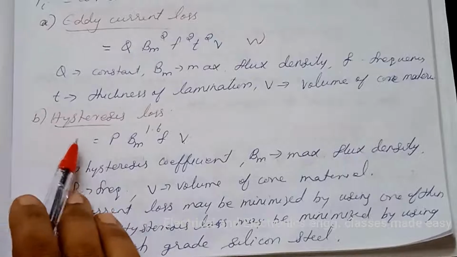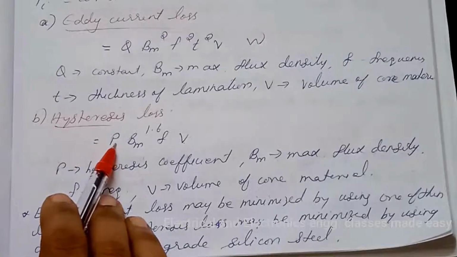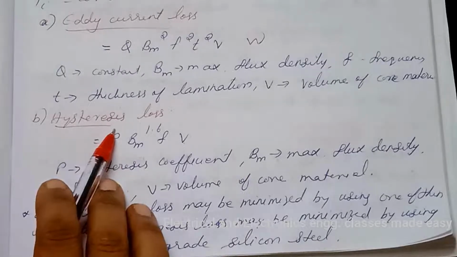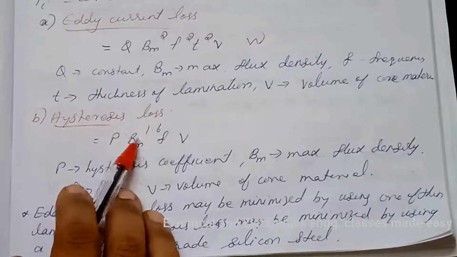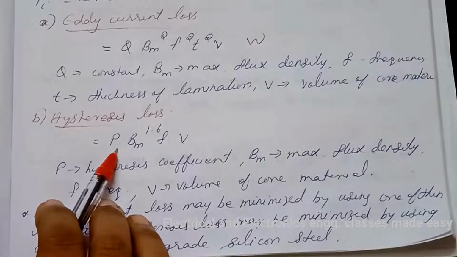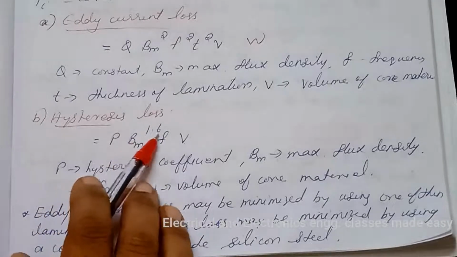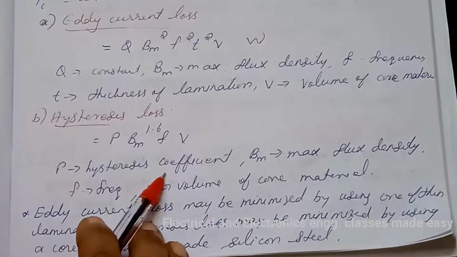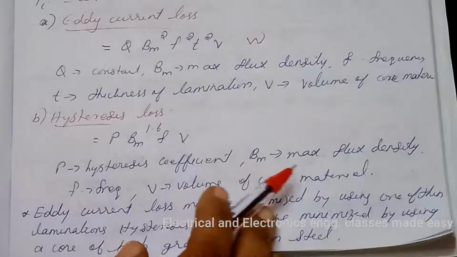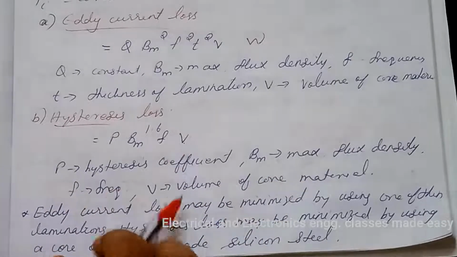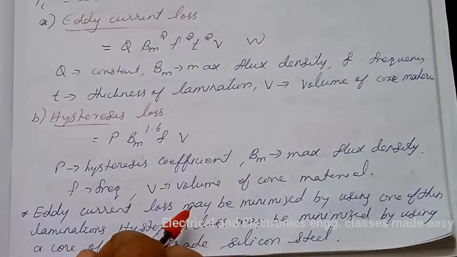Next is hysteresis loss. Hysteresis loss is due to the reversal of magnetization in the core and is given by P Bm raised to 1.6 f V, where P is the hysteresis coefficient, Bm is the maximum flux density, f is the frequency, and V is the volume of core material.